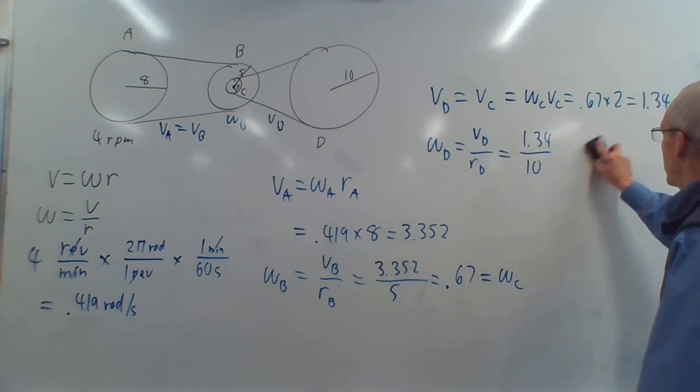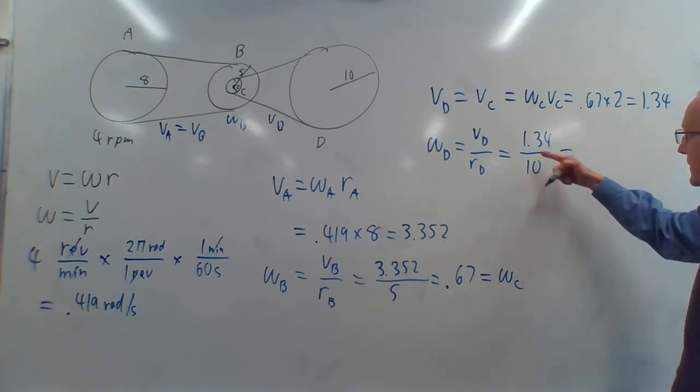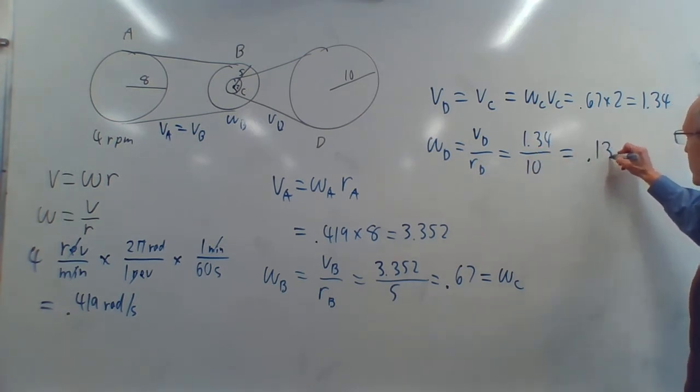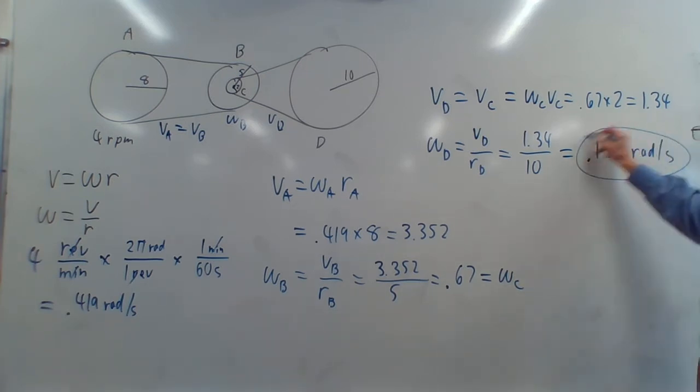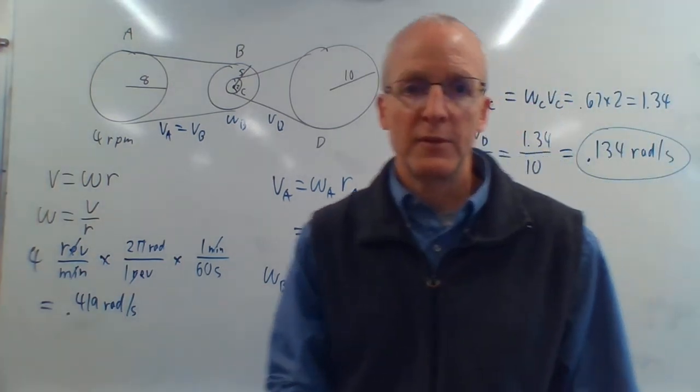So finally, we get the answer. Divide that by 10, just move the decimal place over, 0.134. And we know we're in radians per second because we changed it a long time ago. So it's that many radians per second. And we're done with the hard part. That was the hard one.